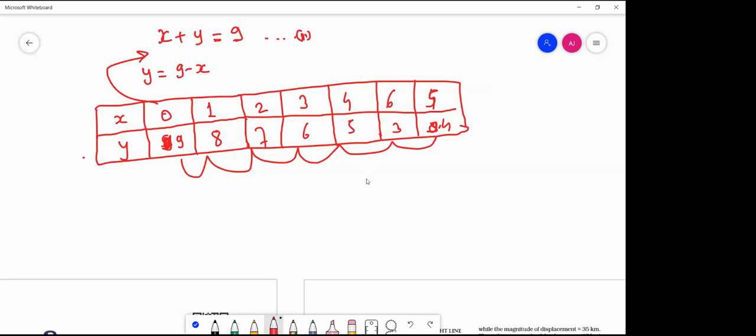I hope this is clear. But this was quite easy. The example which I took was quite easy, x plus y. So now, I will dictate some definitions. You can write it in your copy to refer to in future.